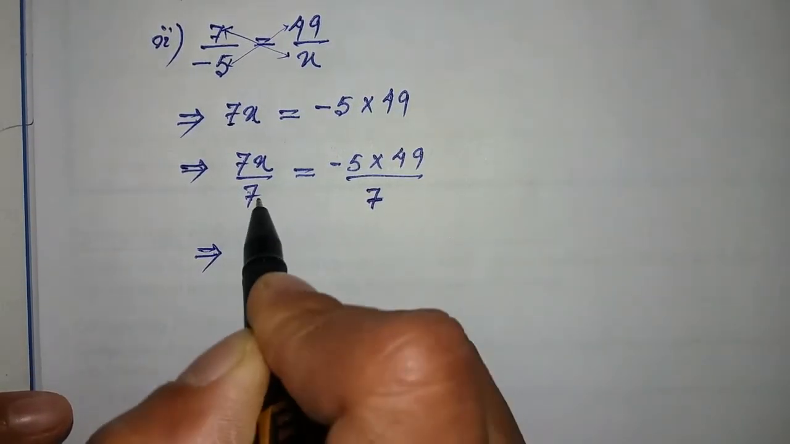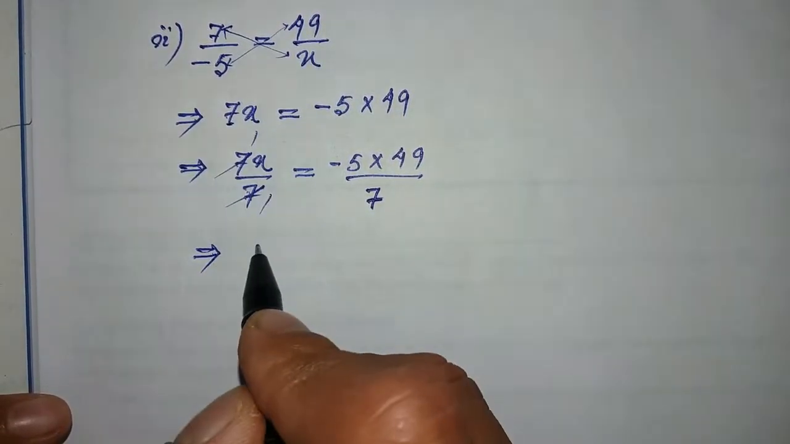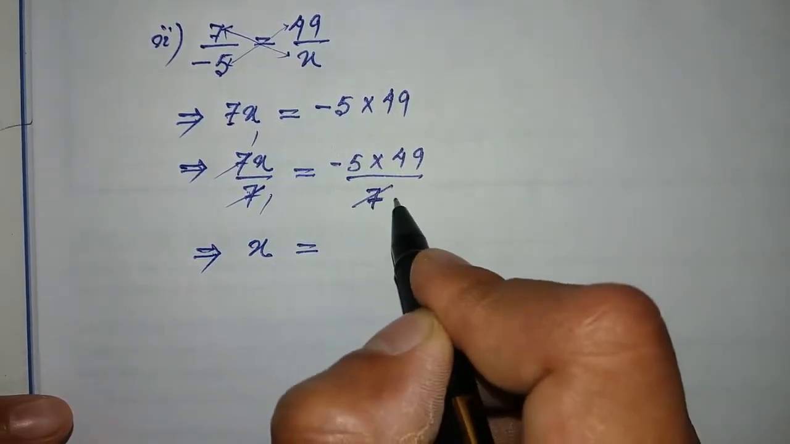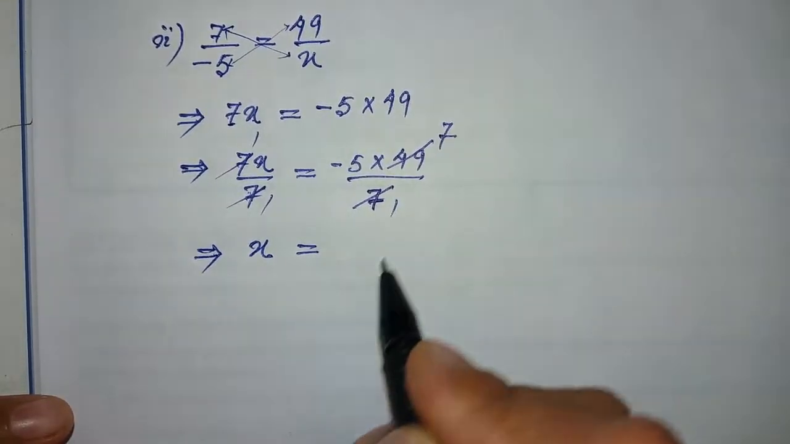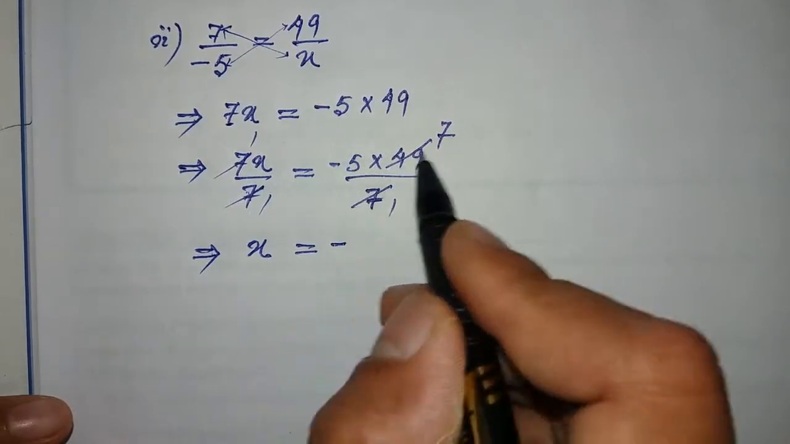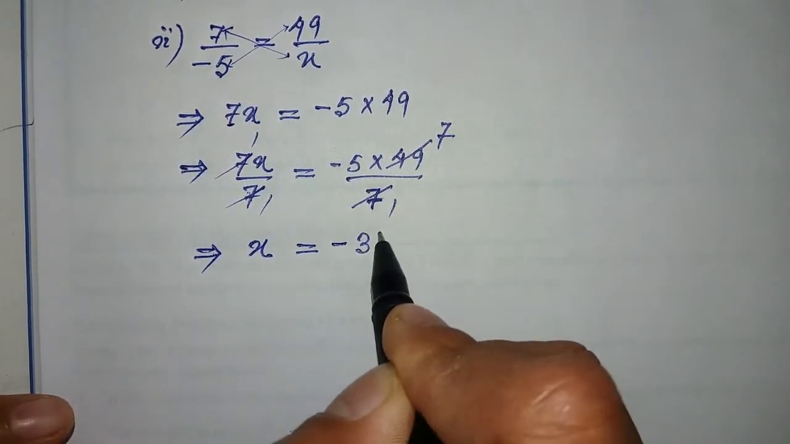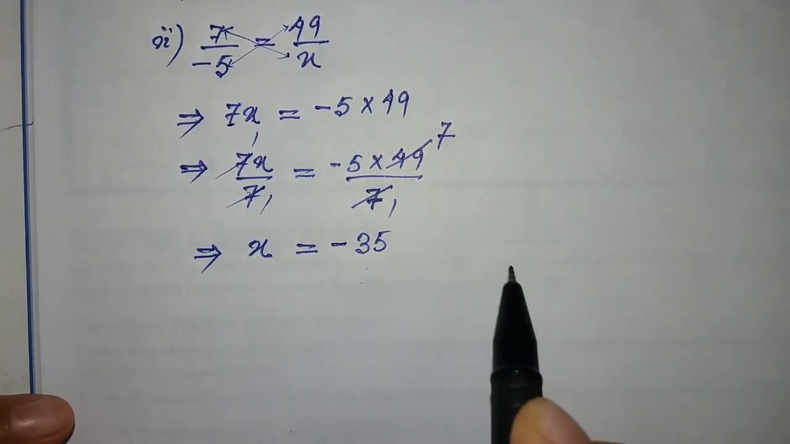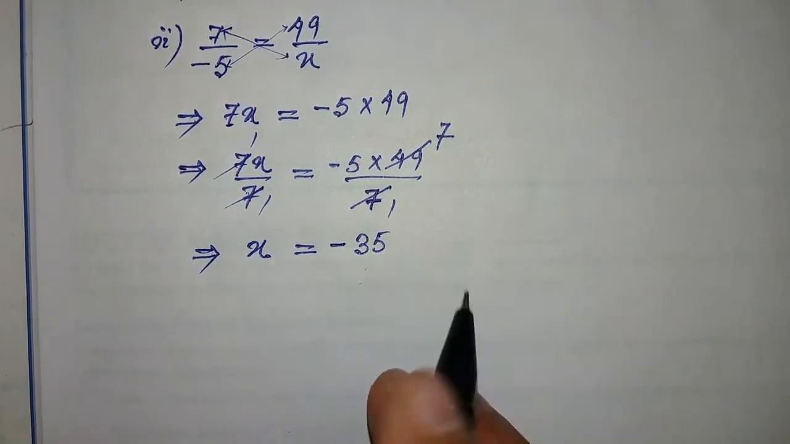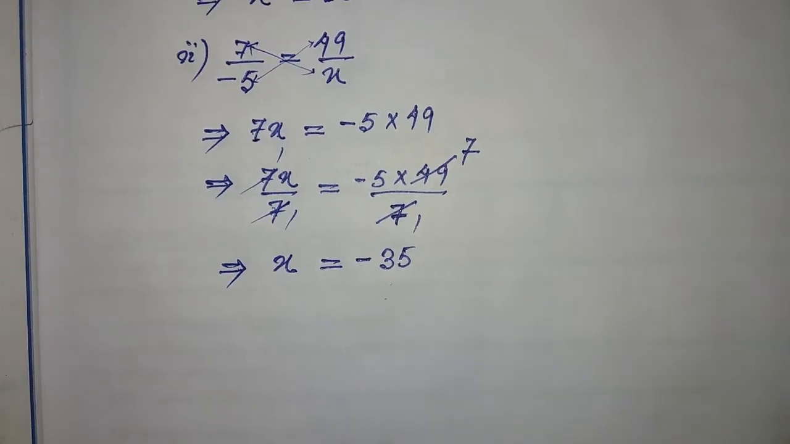Now 7 ones are 7, 7 ones are 7. Now you get here 1x by 1, that is x. Here also you can cut 7 ones are 7, 7 sevens are 49. So minus plus is minus, 5 sevens are 35. Now in the denominator you have 1, so 1 we don't need to write that. So this is our answer. So x is equal to minus 35. Now one more question.